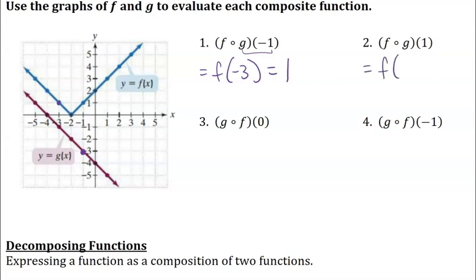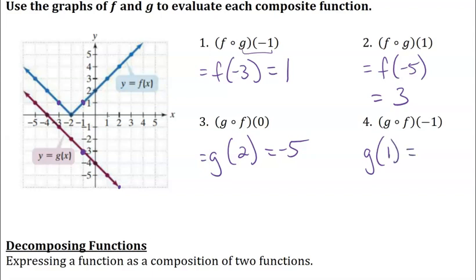So this one is f of, and then g of 1. g of 1 is negative 5. Okay, then plugging negative 5 into f of x, I get an output of 3. So that equals 3. Okay, this one, g of, and then f of 0 is 2. And then g of 2 is, it's this point right here, negative 5. Okay, then lastly, g of, and then f of negative 1. So f of negative 1 is that point there, so 1. And then g of 1 is negative 5.